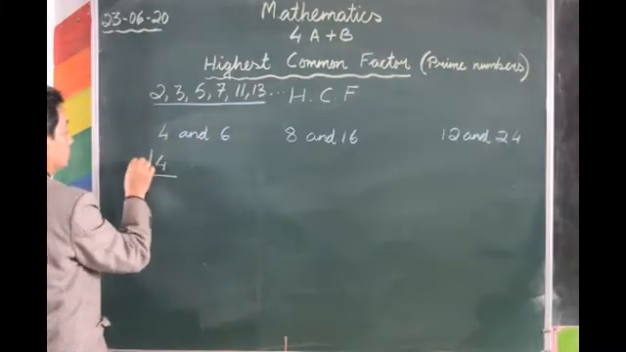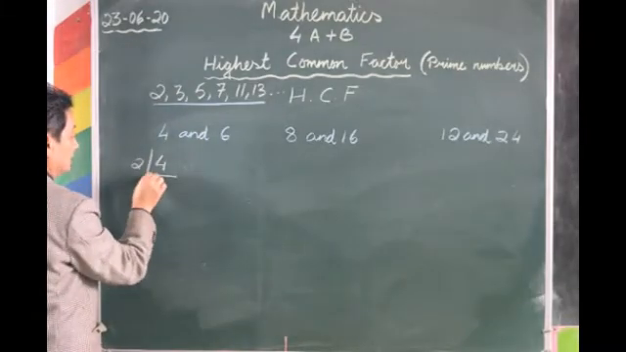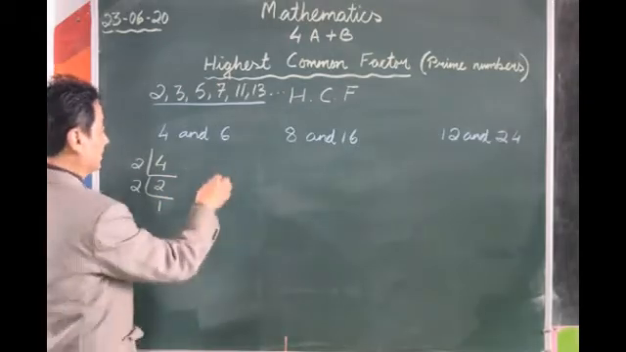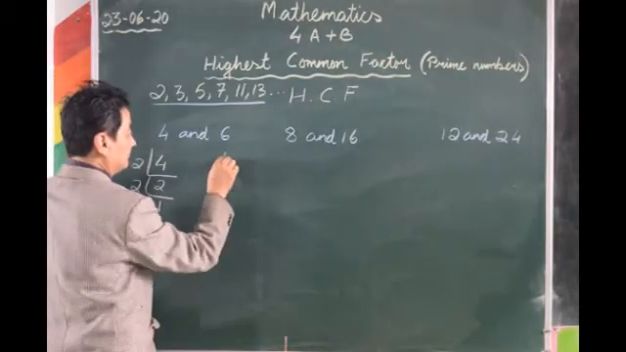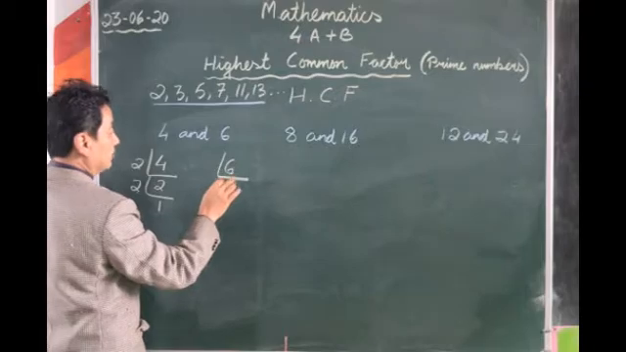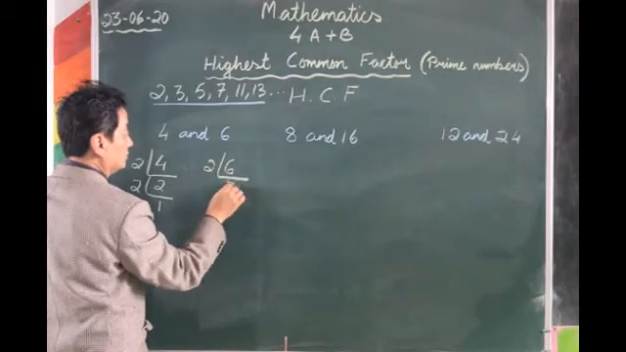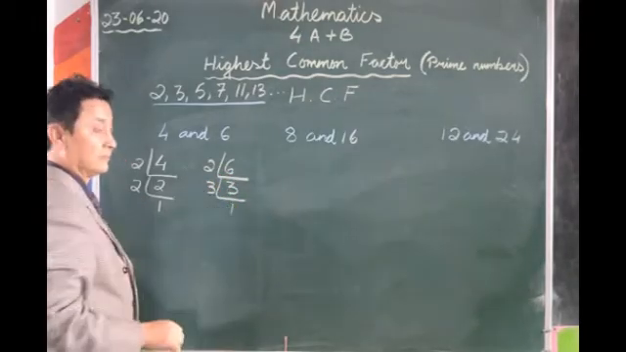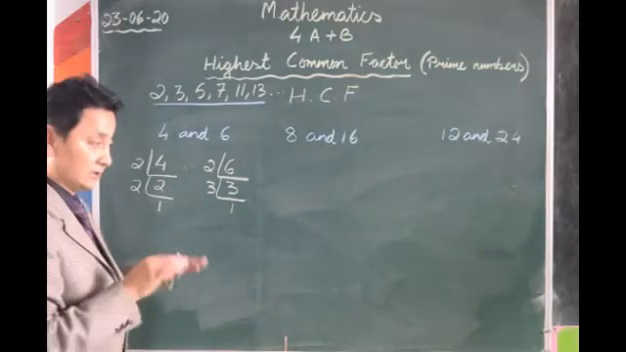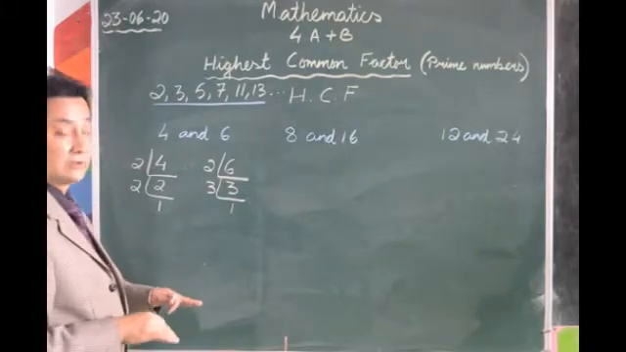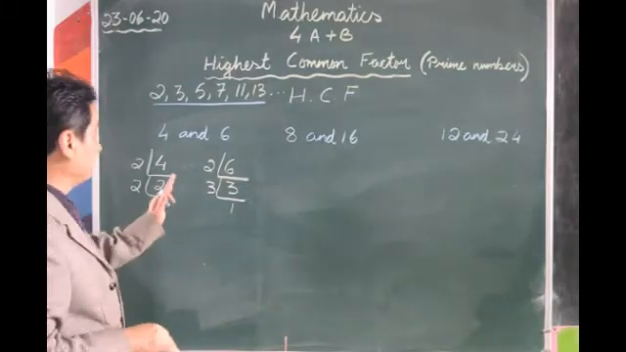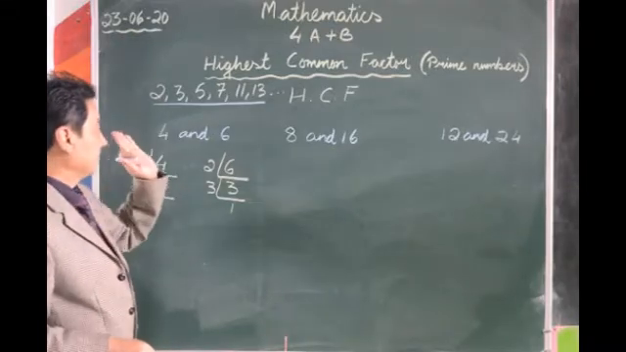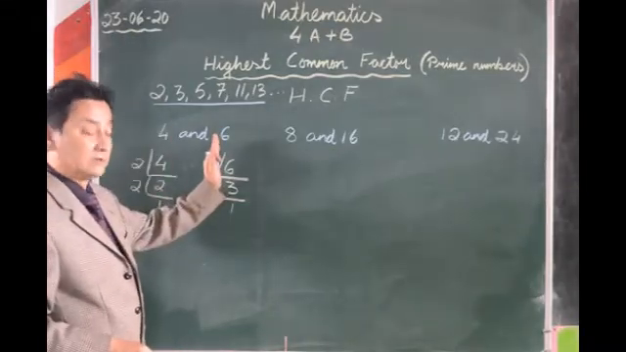Which number goes? 2. 2 2s are 4, 2 1s are 2. We have found the prime factors. Now let's find the prime factors of 6. Which number will go into 6? 2. 2 3s are 6, 3 1s are 3. Okay? I'm doing small numbers so that you will understand. So I hope you have understood. First, only find the prime factors of 4. Next, find only the prime factors of 6.